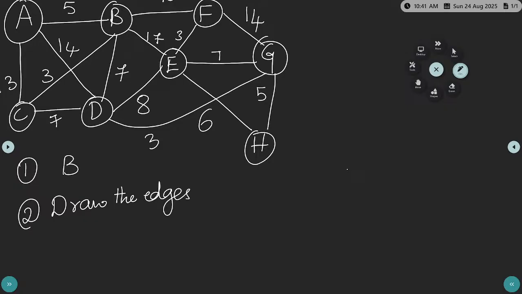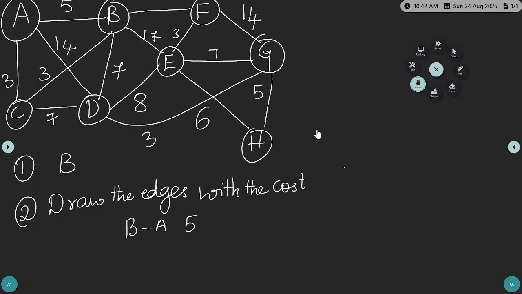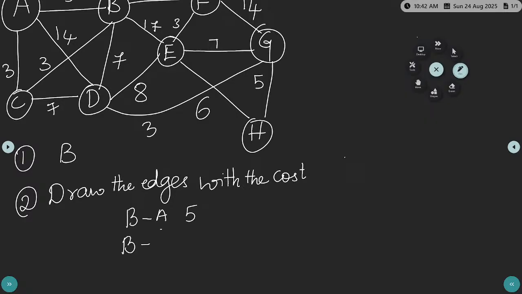Draw the edges with the cost. From B to A, the cost is 5. From B to F, the cost is 16. Next, B to C, the cost is 3, and B to D, the cost is 7. B to E, the cost is 17.